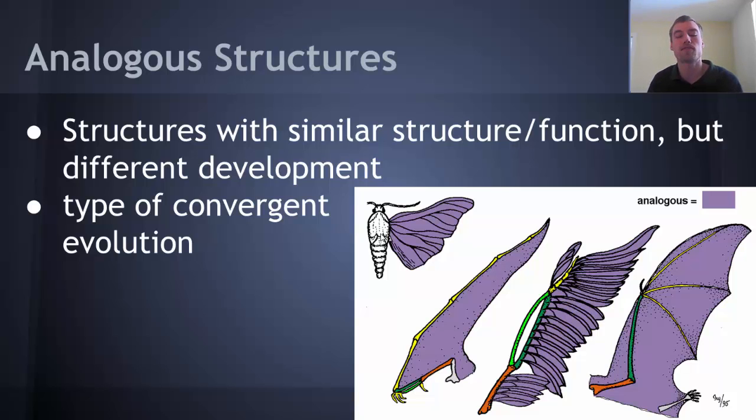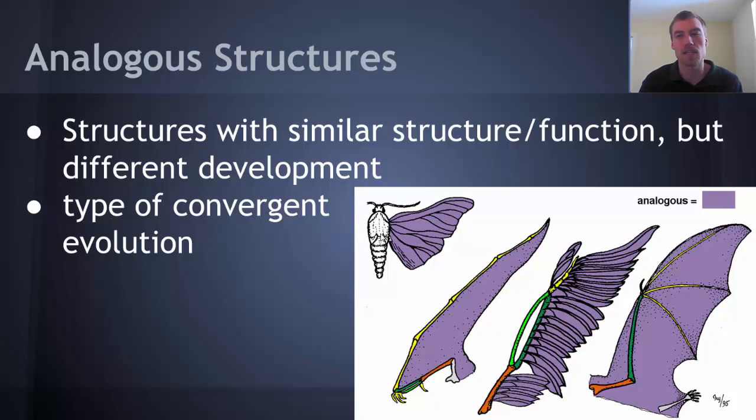So insects having flight and birds having flight, they have evolved to that from a different evolutionary past, but they still are evolving in the same environment. So therefore, they end up with a similar type of structure, which is able to perform a similar function.